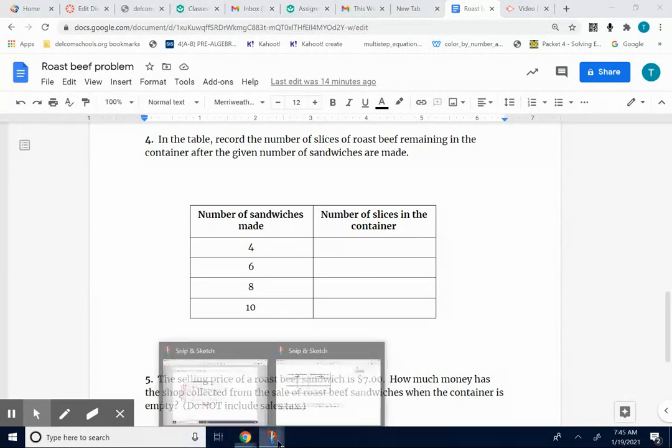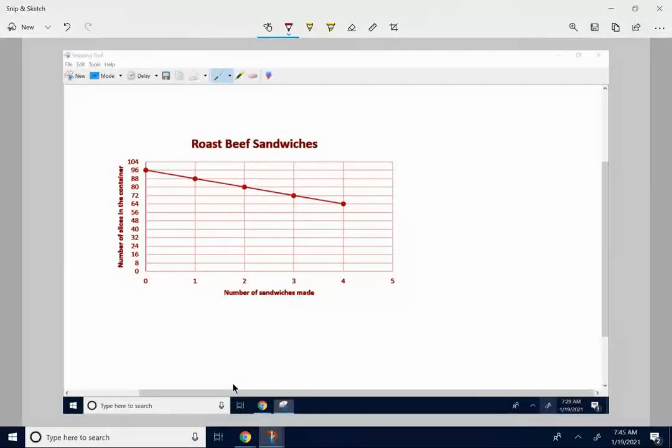Let me go back to the picture. So you could get 4. There's so many ways you could do this, but you could get the number of slices in the container after 4 sandwiches by simply looking at the graph. Because if you look at the 4 sandwiches, go straight up, straight to the left, it looks like 64. So for 4, there's 64. Put that here just for a second.